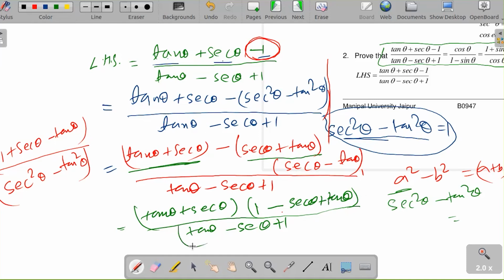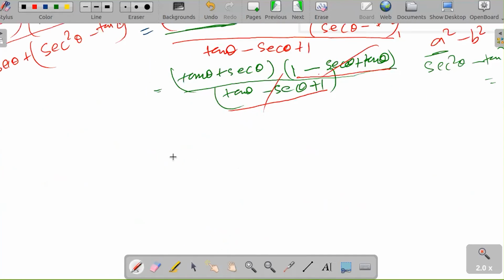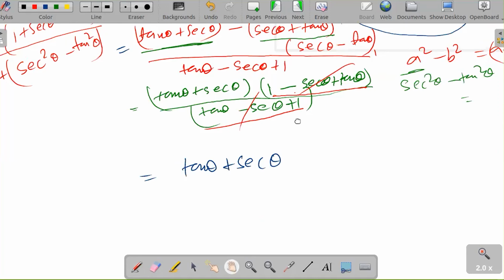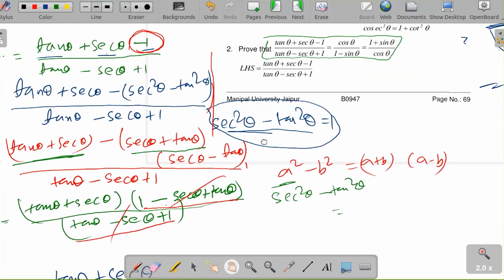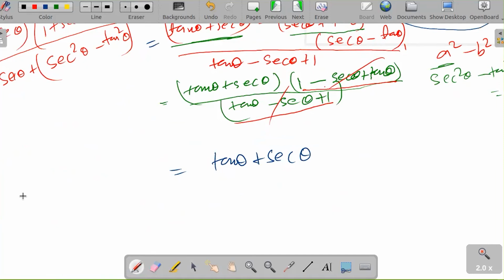So now these terms, tan minus sec plus 1, cancelled. 1 minus sec plus tan, these are the same. So this can be cancelled, and now this will be tan theta plus sec. But we have to see what we have to prove. Actually, cos theta by 1 minus sin theta means we have to prove cos by 1 minus sin.